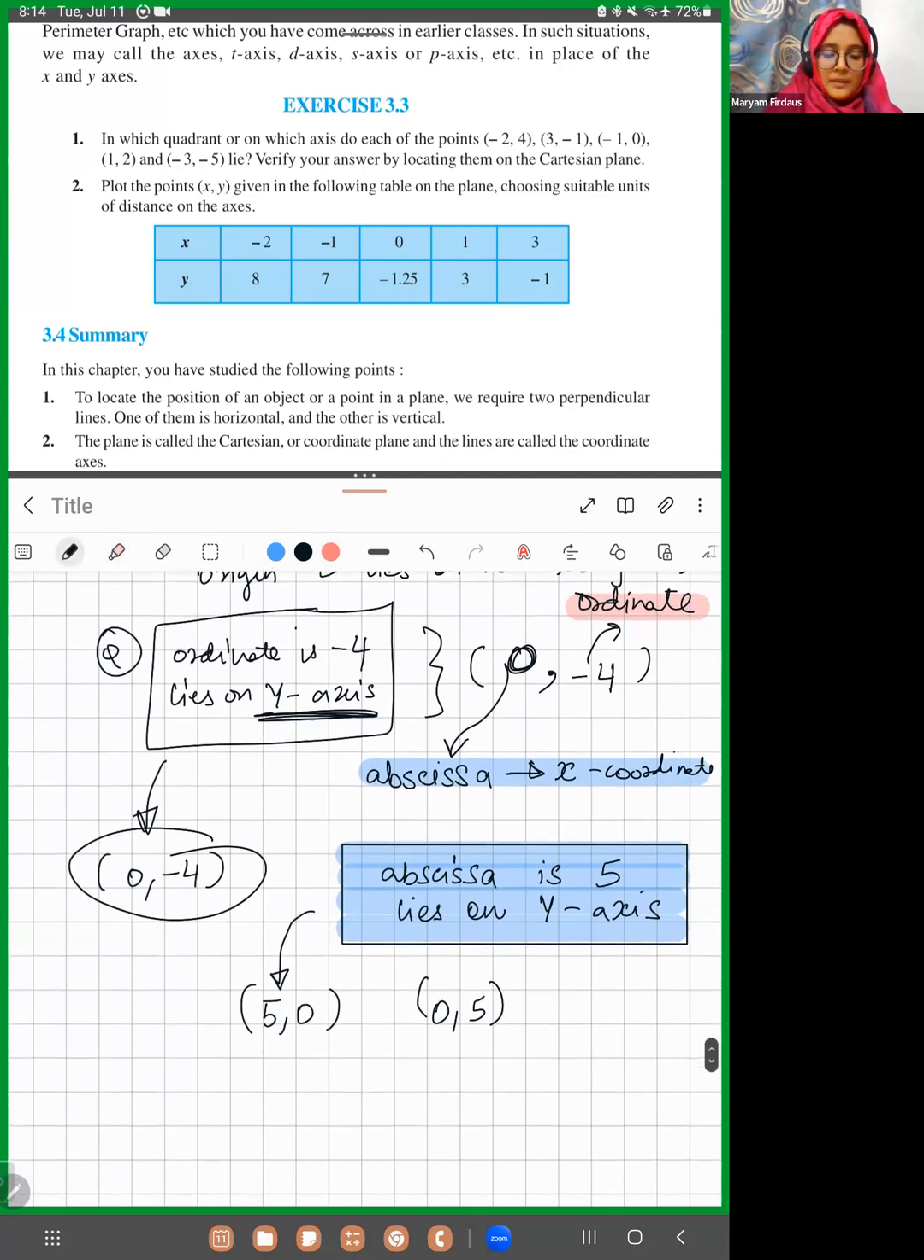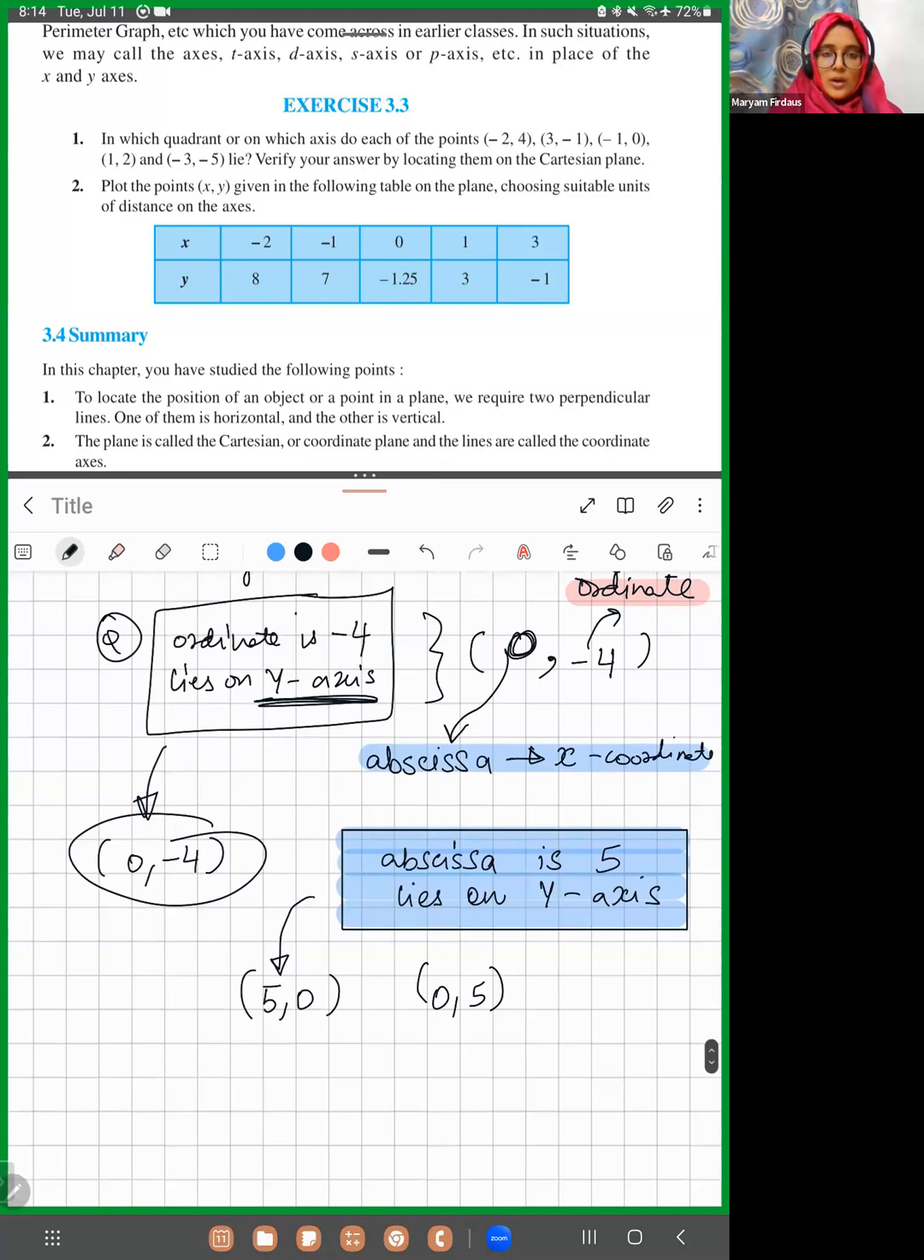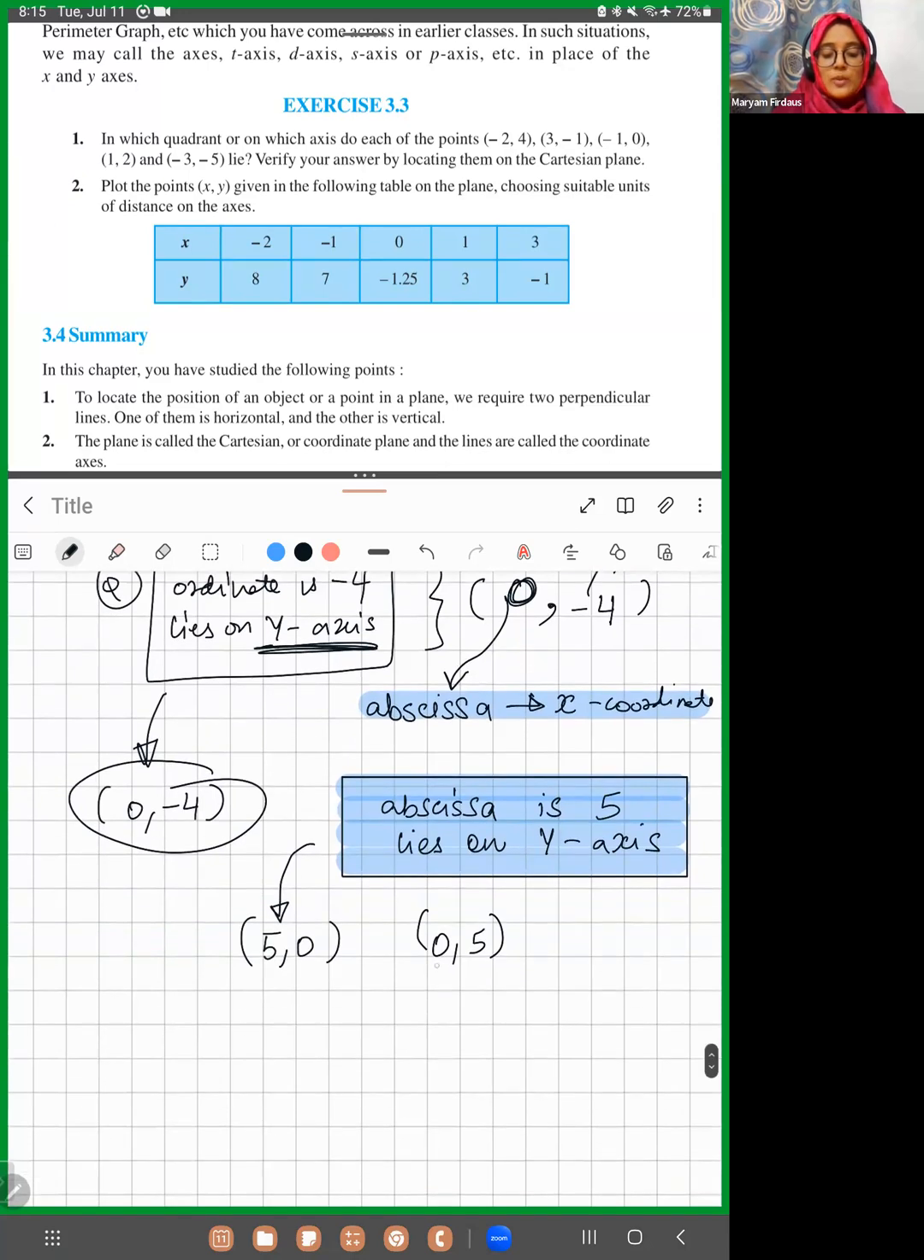Abdul Rahman? Yes. So, are you getting what I'm saying? You said 0, 5, whereas the abscissa is supposed to be 5. In your answer, you have told the ordinate to be 5. Over here 5 is the ordinate. This is the ordinate. Abscissa is the X one. The first one is the abscissa.